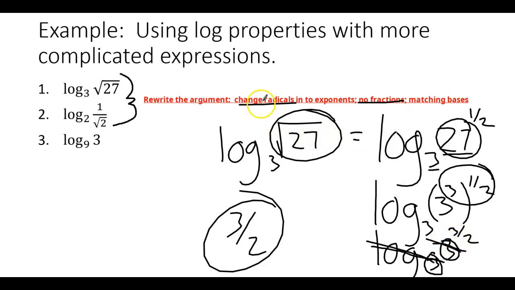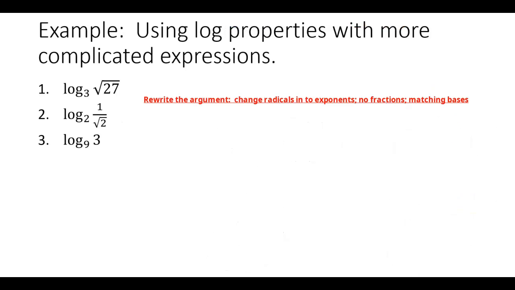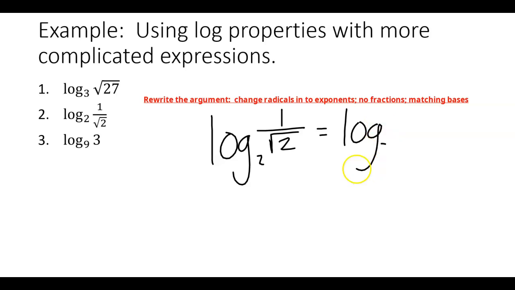So how did I do that? I changed the radical into a power, and then I made my bases match. Let's take a look at another one. Okay, once again, I don't like square roots, right? So I'm going to rewrite that as 1 over 2 to the 1/2 power.